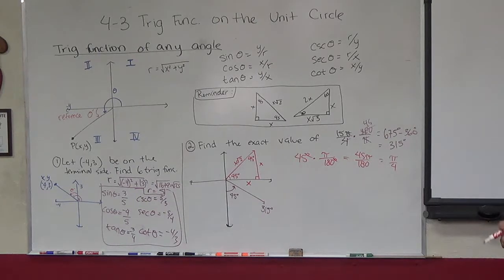What if it goes over like 720? You subtract two circles. You just keep subtracting however many circles there are.